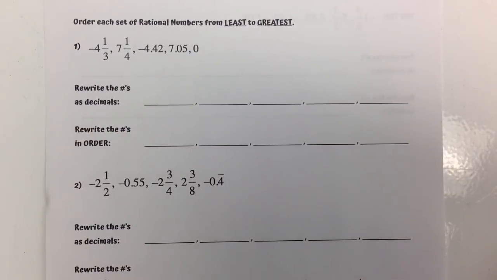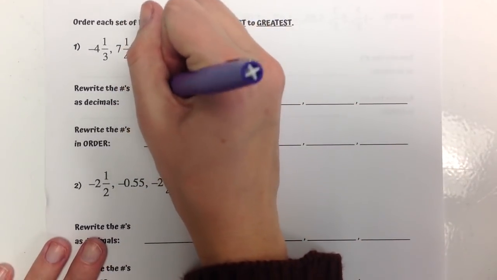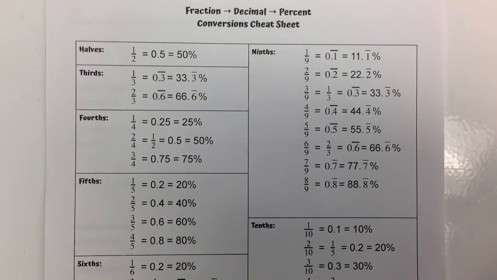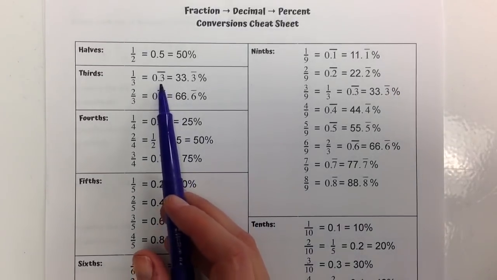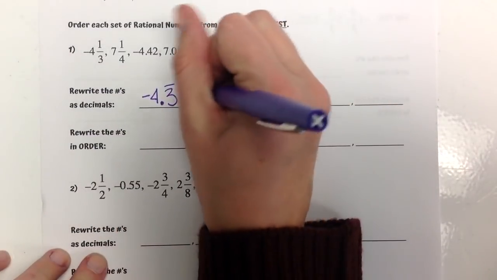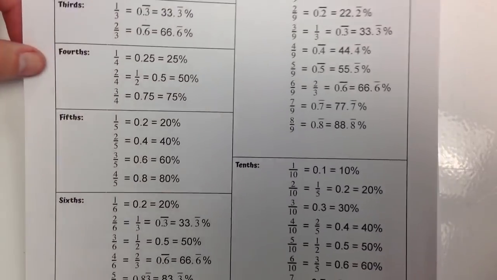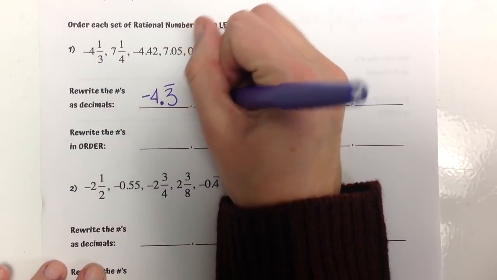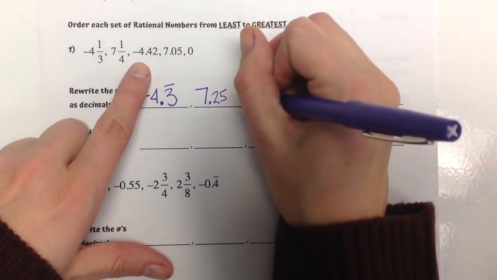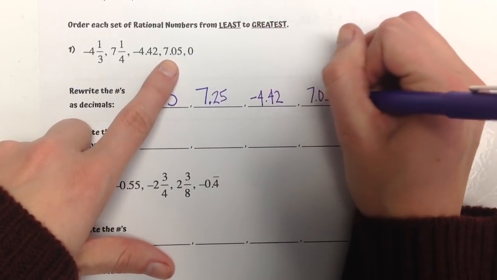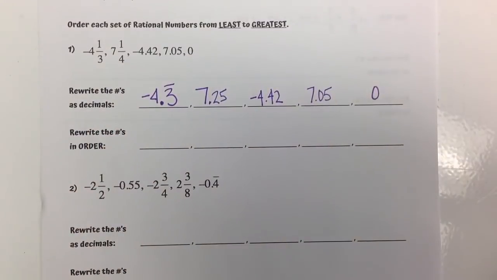So first thing I'm going to do is rewrite each of these as a decimal. My whole numbers stay the same, but I'm going to convert any fractional part. So 1/3, maybe you know it by heart. If not, use your cheat sheet. 1/3 is 0.3 repeating, so 4.3 repeating. 7 1/4, maybe you know it. If not, use your cheat sheet. 1/4 is 0.25, so it's 7.25. Then we already have a decimal here, -4.42. We already have a decimal here, 7.05, and then 0 is just 0.